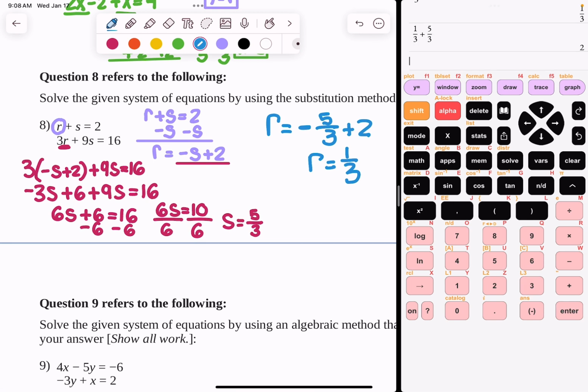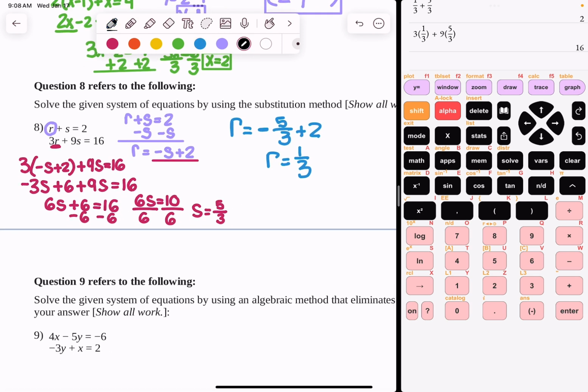Let's look at the next one. 3 times r. R is 1 over 3 plus 9 times s, which is 5 over 3. And does it equal 16? It does. Okay. So even though it was a fraction, it's all right. And we don't need to write this as an ordered pair since it's not x and y. We'll just leave it like this.